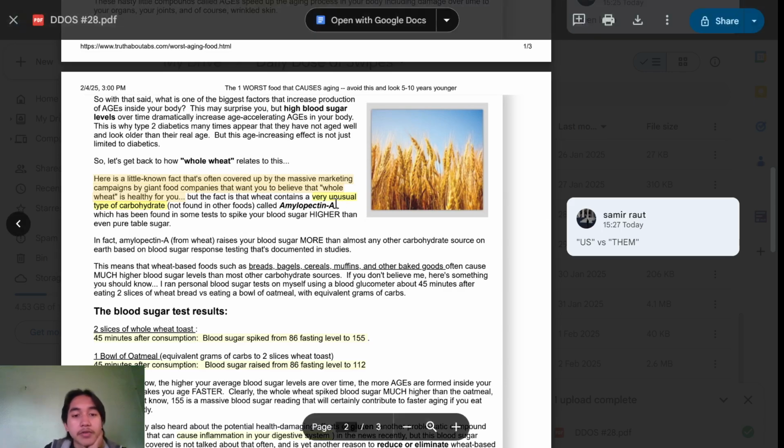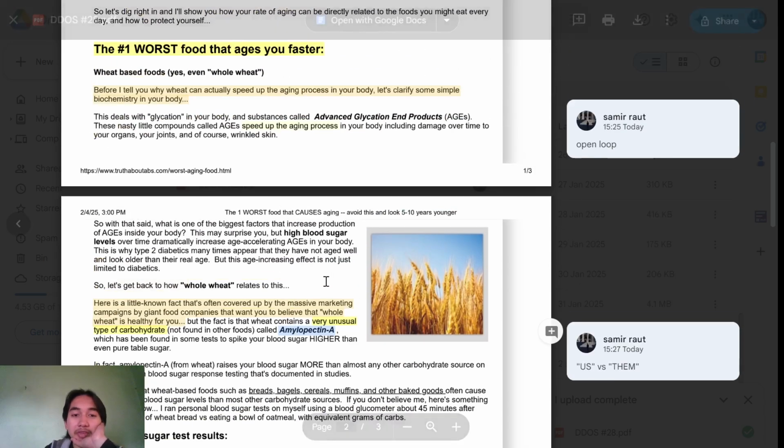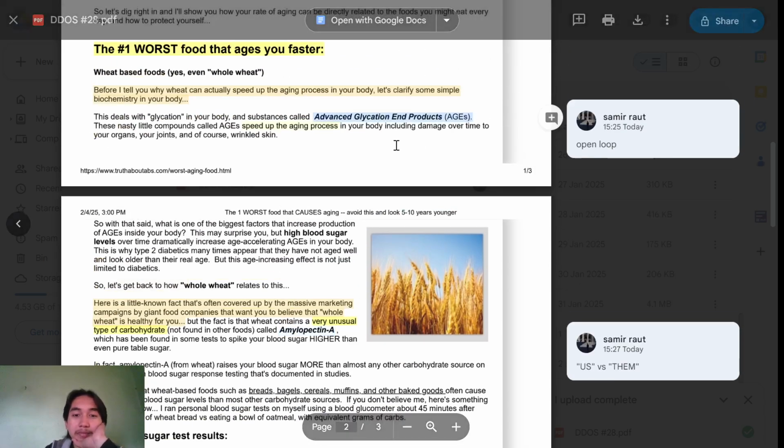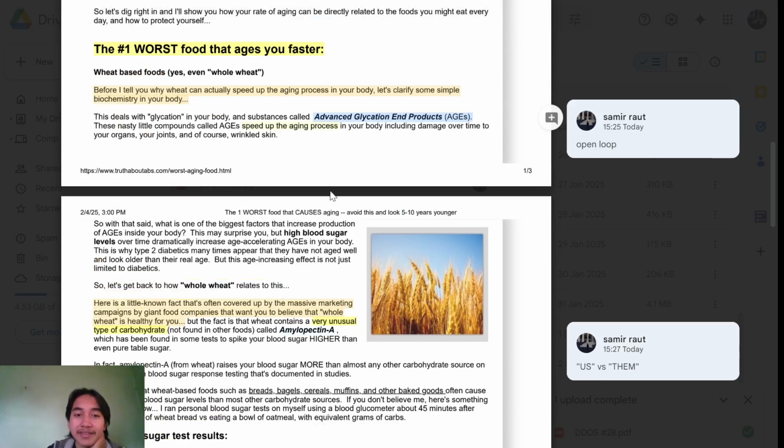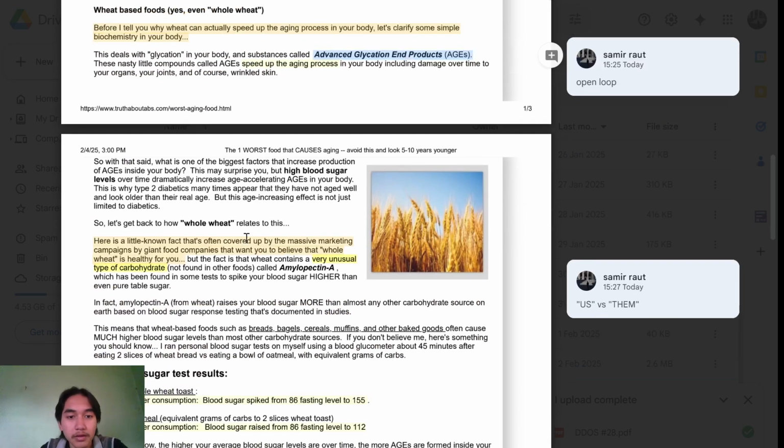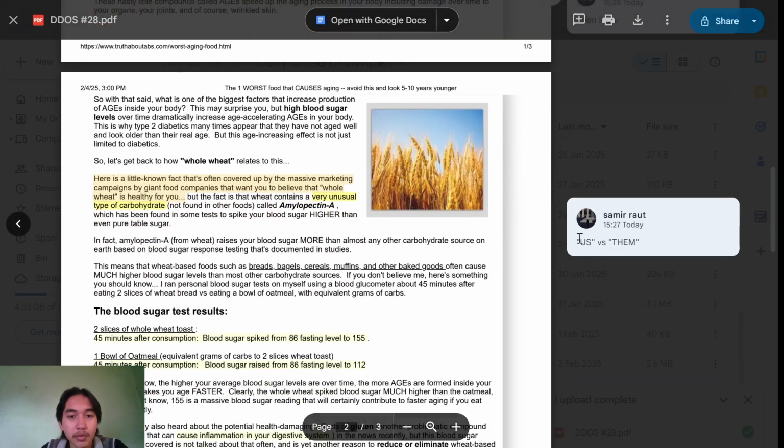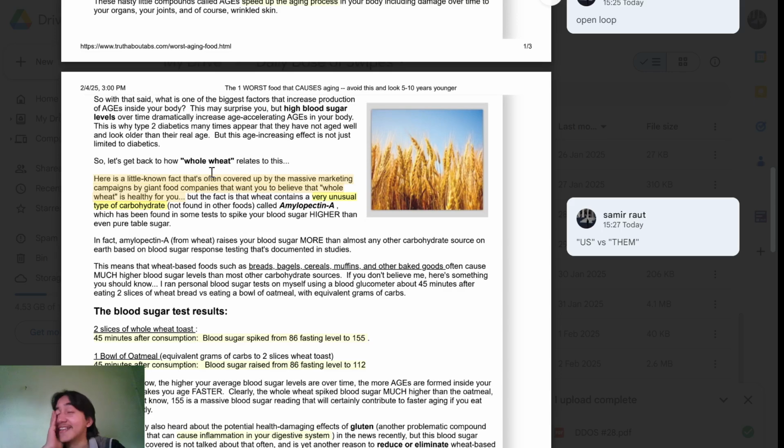But the fact is that every wheat contains a very unusual type of carbohydrate. Amylopectin A. So again, mechanism of the problem. Now these are the nuances of the mechanism, the nuances of the problem mechanism.